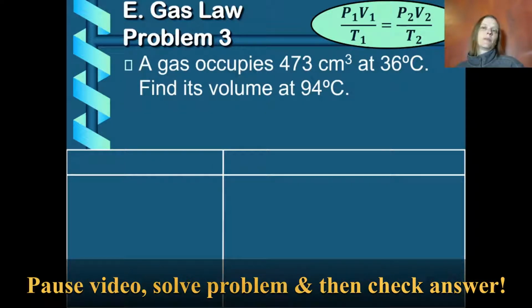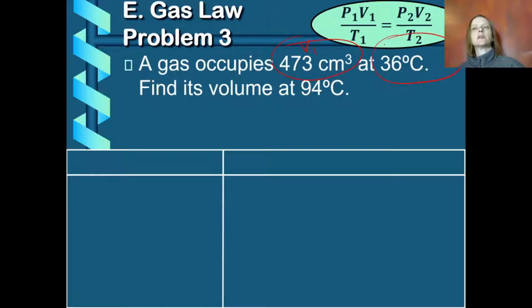How about another example? If a gas occupies 473 cubic centimeters, that's a volume, at 36 degrees Celsius, that is a temperature, but we need to convert it to Kelvin, which is 309 Kelvin. Then find its volume at 94 degrees Celsius. That's our second temperature, and that equals 367 Kelvin. We're trying to find the volume. It's V2 that we don't know.